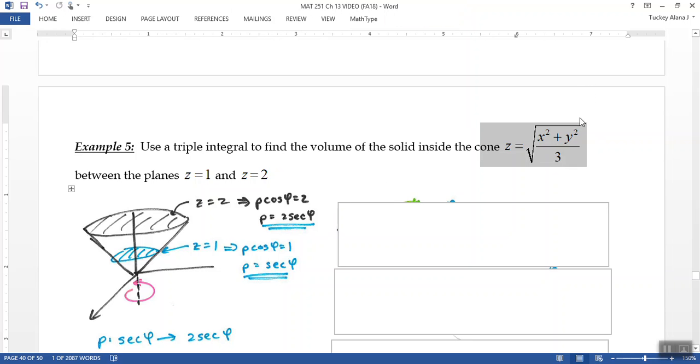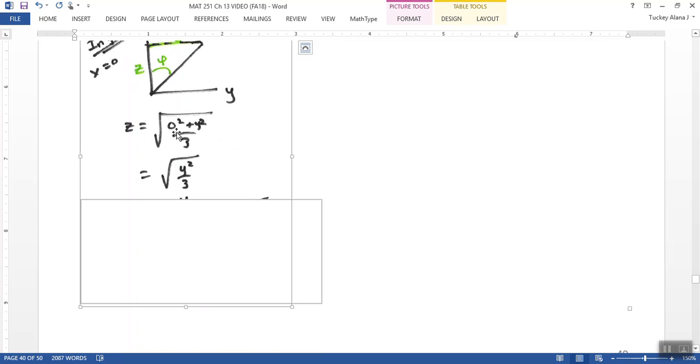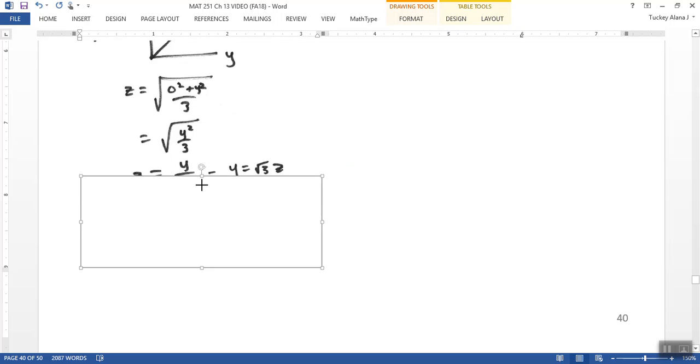So if you're in the yz plane, then the x value will be 0. So it's 0 squared plus y squared over 3. So in this yz plane, x is 0. So you say z equals the square root of 0 squared plus y squared over 3, which is the square root of y squared over 3, which is y over the square root of 3. And that means that y is equal to, you multiply both sides by the square root of 3, y is equal to the square root of 3 times z.